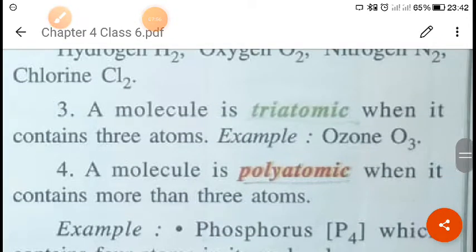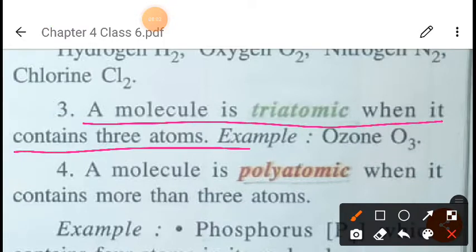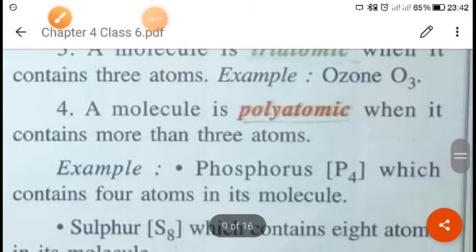Now again, same thing, triatomic. If it is made up of three atoms, then it will be triatomic. A molecule is triatomic when it contains three atoms, for example, O3.